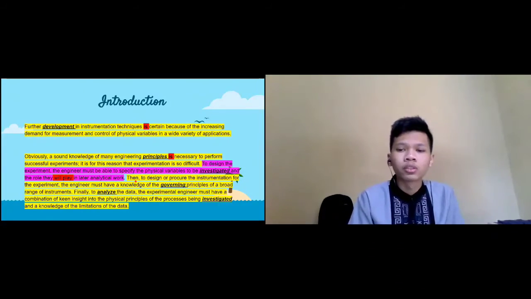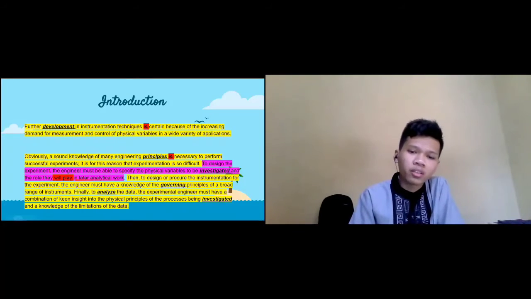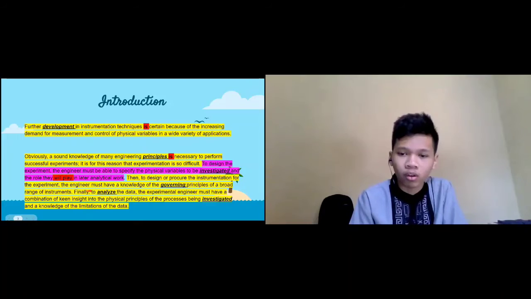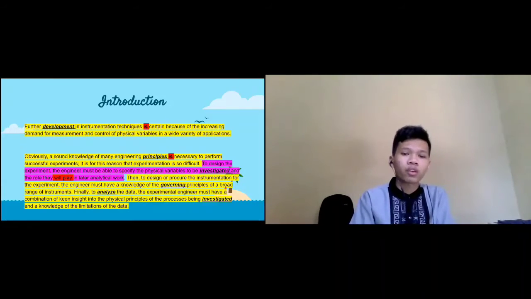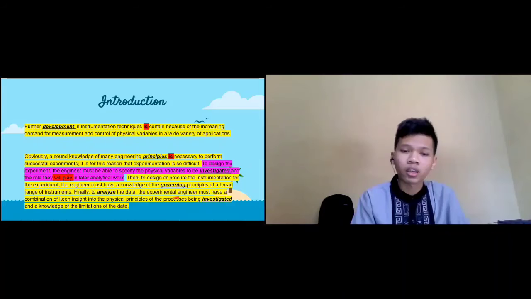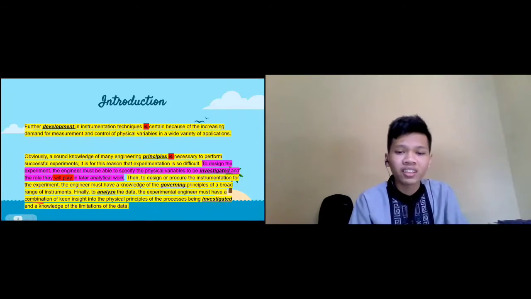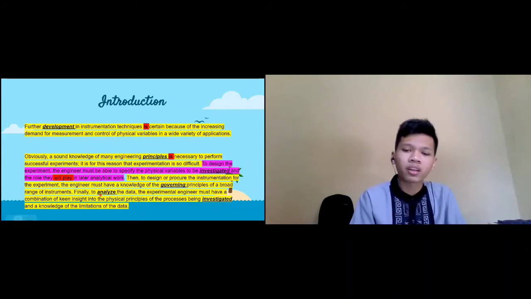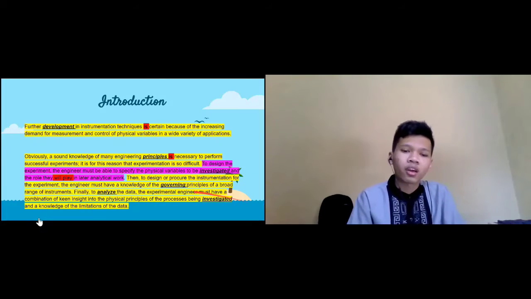Then, to design or procure the instrumentation for the experiment, the engineer must have a knowledge of the governing principles of a broad range of instruments. Finally, to analyze the data, the experimental engineer must have a combination of keen insight into the physical principles of the process being investigated and a knowledge of the limitations of the data.